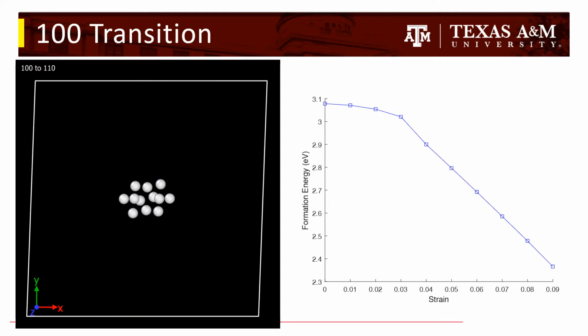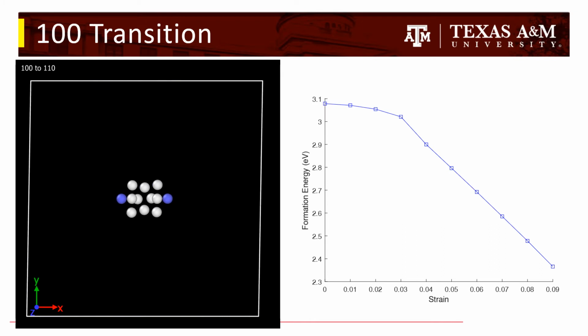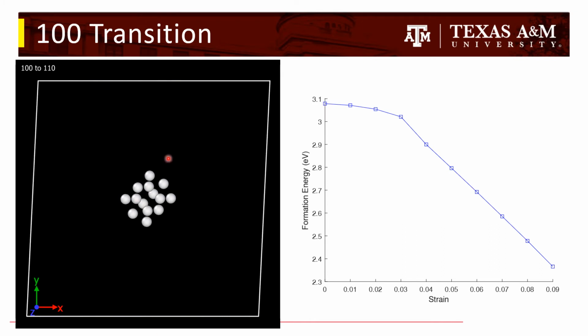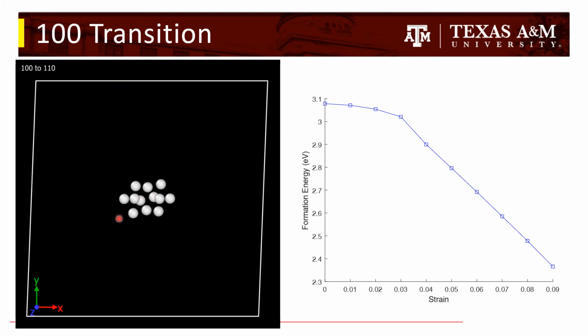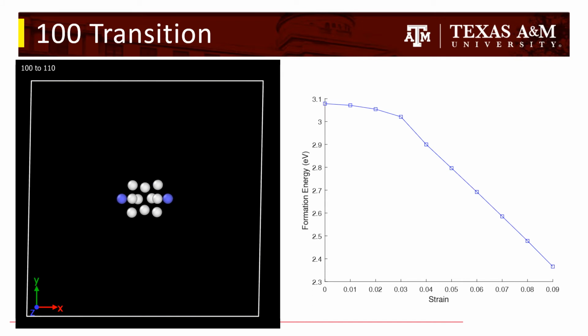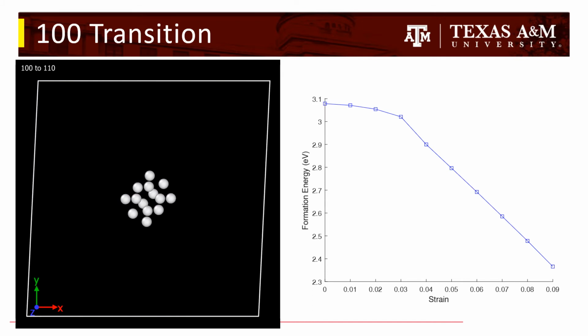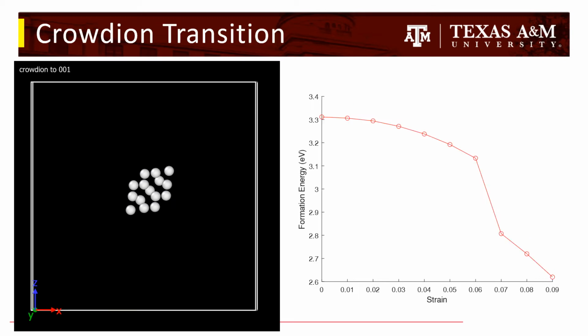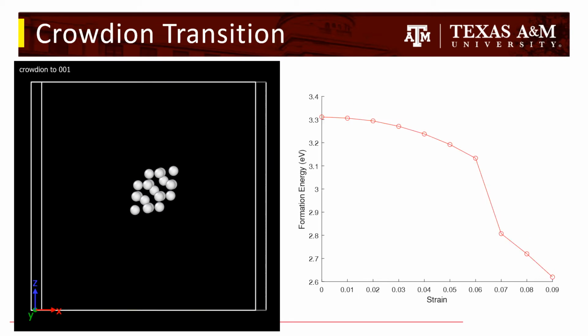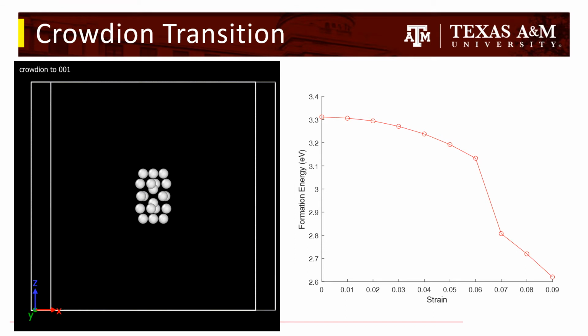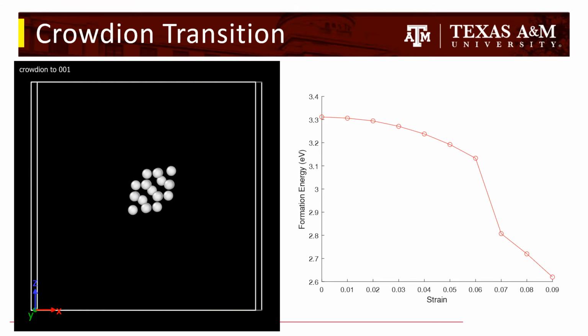Starting out by looking at the 100 dumbbell, it begins in its horizontal position, but later, as strain increases, it shifts into the diagonal position of the 110. And as we can see in the graph by itself, that is the same energy shift we see in the 2 to 3% range. Here you can see the Crowdion shift into the 100 dumbbell position at around 7% strain.